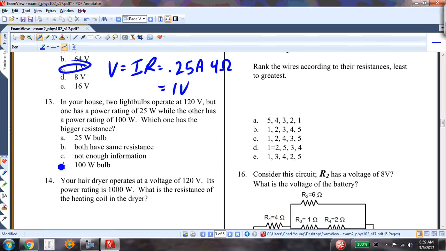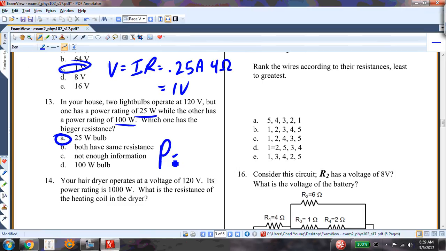In your house, 2 light bulbs operate at 120. One has a power rating of 25, the other has a power rating of 100. Which has the bigger resistance? The bigger resistance is the one that will resist the flow of electricity the most. So the bigger resistance is the one that has fewer electrons going through it, so it will be dimmer. So A is the right answer.